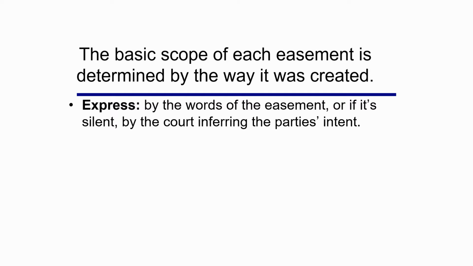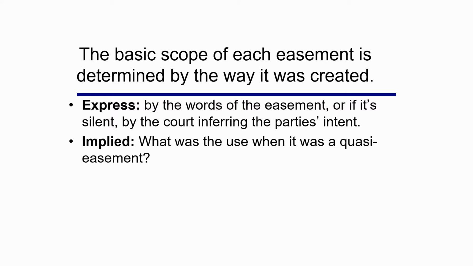If the easement is silent, if it doesn't state what its purpose or scope is, then the court will have to infer that from looking at the party's intent and the surrounding circumstances. The second kind of easement is an implied easement. That's one that's implied from prior use. Before the easement was an easement, it was a quasi-easement. That is, one part of the land being used to benefit another part when they were all in common ownership. So what we do is to look at the use when it was a quasi-easement, before the lots were split apart. And that will give us the core scope that the easement has when it becomes an actual easement.